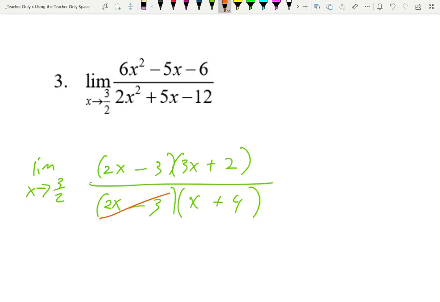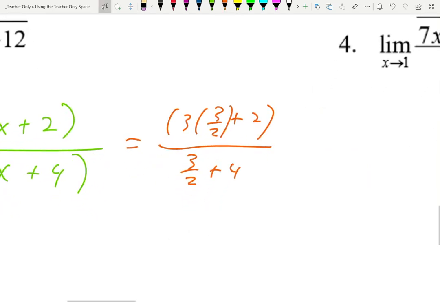Okay, so then this divides with this. And now I'm able to sub in 3 halves. And this is not going to be a pretty number, and that's okay. 3 times 3 halves plus 2 over 3 halves plus 4. All right. Well, we keep our answers exact unless the problems say round. So this is going to become fractions. This is going to become 9 halves plus 2 over 3 halves plus 4.